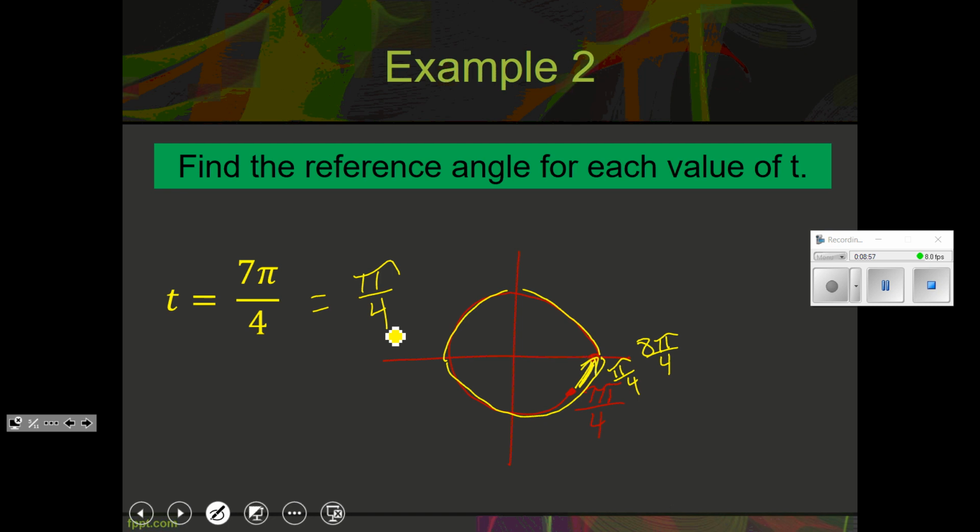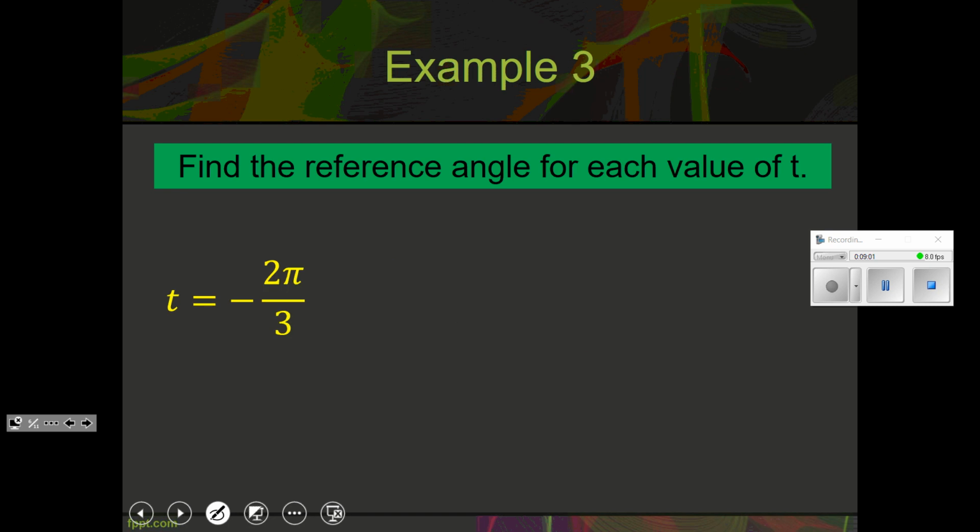Any questions about that so far? All right. Draw it first, find your terminal point, then find your reference angle.